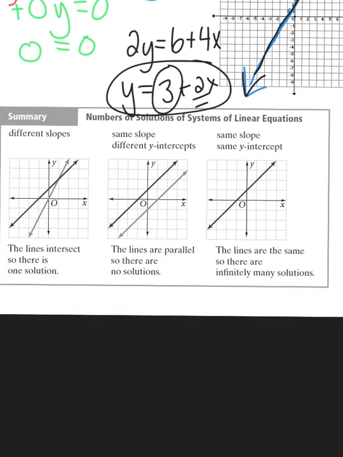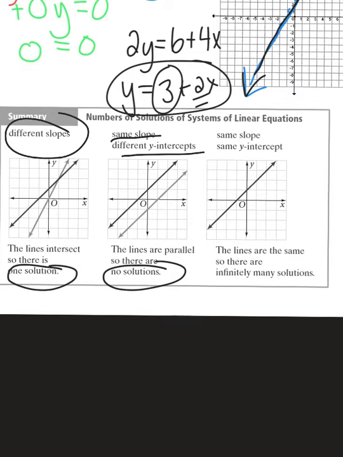So just to recap, right away, if you have different slopes, you're going to have one solution. If you have the same slope and different y-intercepts, you're going to have no solutions. The lines will never intersect. If you have the same slope and the same y-intercept, there's infinitely many solutions.